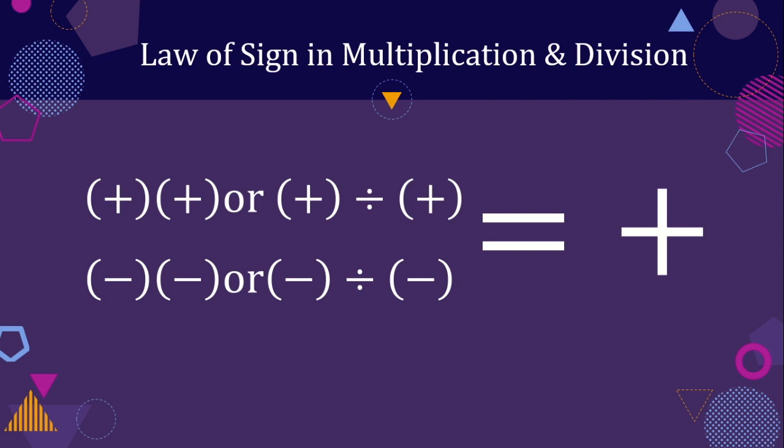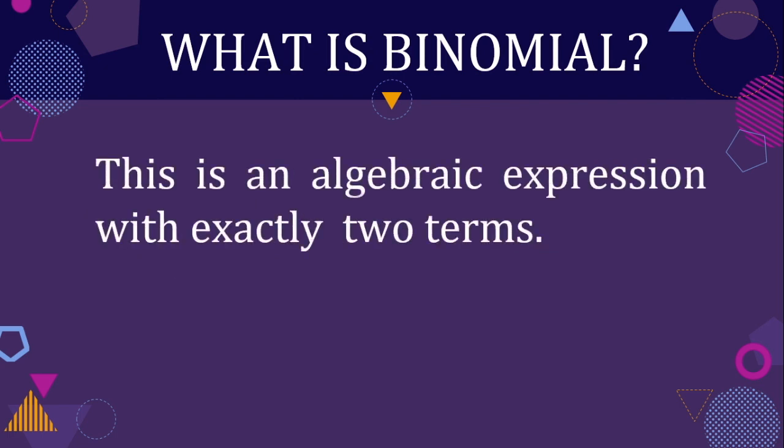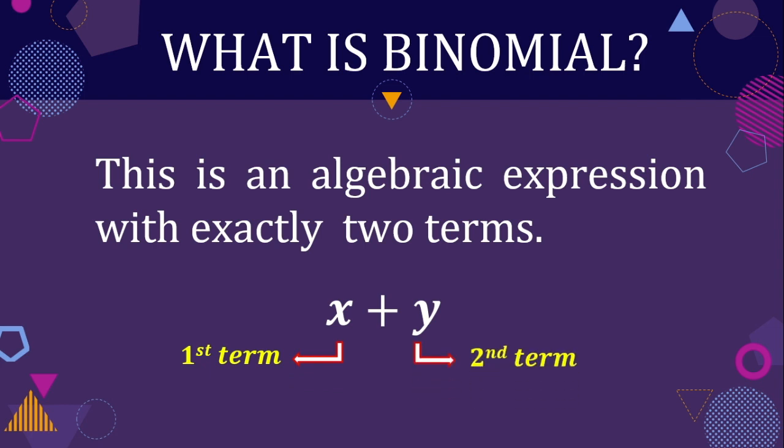And for now, I am going to discuss what a binomial is before we proceed to the square of a binomial. What is a binomial? This is an algebraic expression with exactly 2 terms. As we all know, the prefix bi means 2. That's why a binomial only consists of 2 terms. Let us see this example: x plus y. This is an example of a binomial where x is the first term and y is the second term.